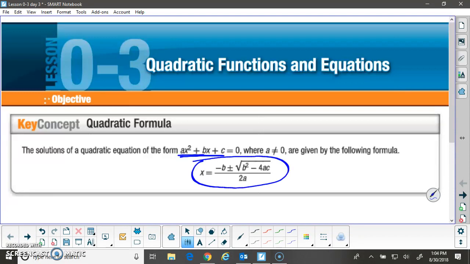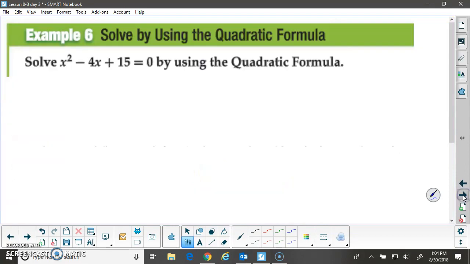That's going to be something you're going to need to have memorized. Negative b plus or minus the square root of b squared minus 4ac, all divided by 2a. So example 6 says to solve this quadratic equation by using the quadratic formula. Well, you can see this is written in descending order, so your a value is 1, your b value is negative 4, and your c value is 15.